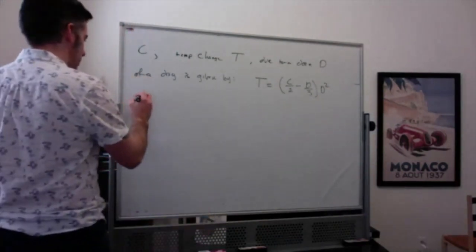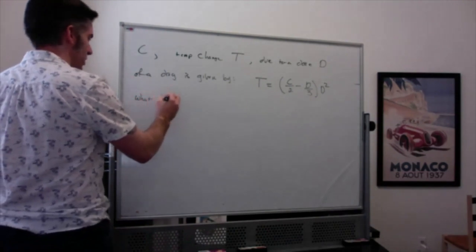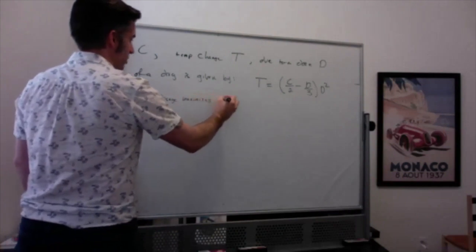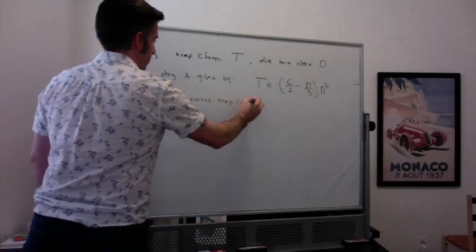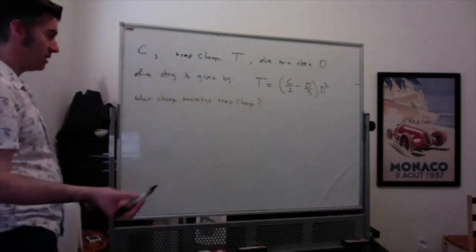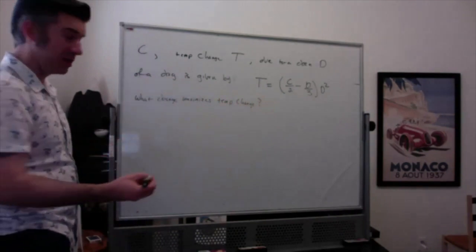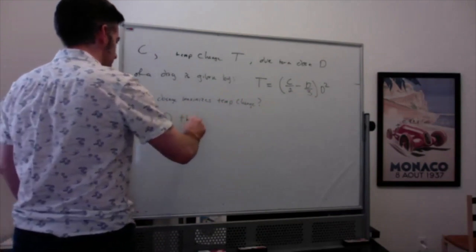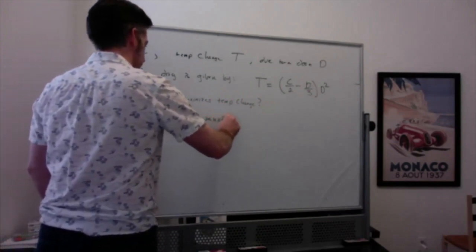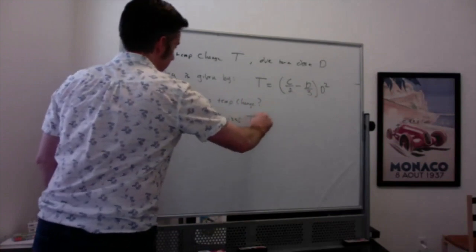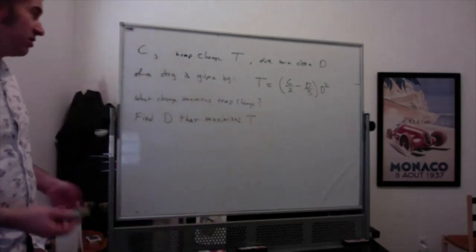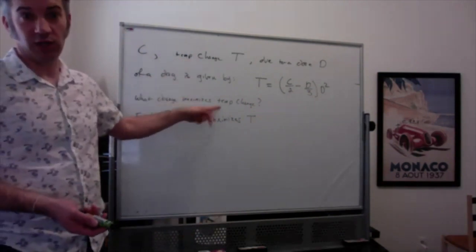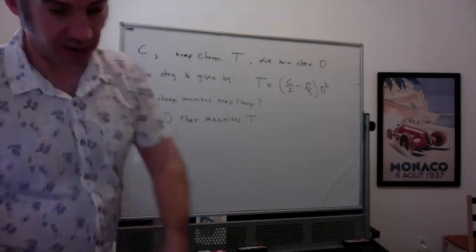So when the question says what dosage maximizes temperature change, the thing we're trying to do is find the value of D that maximizes the value of the capital T. So that's what they're asking when they say what dosage, right? Dosage is D, temperature change is T. So that's what we're trying to figure out here.